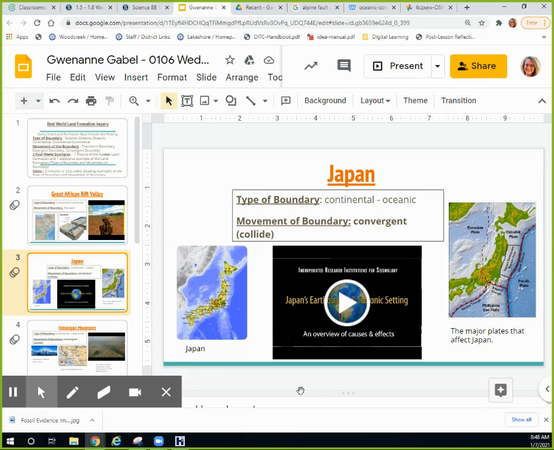So through the research that I've done, Japan is a very interesting land formation, and we don't usually think of Japan as a land formation. We think of it as just a place, but it sits on 1, 2, 3, 4 different plates. So this island arc sits on 4 different plates, and they're all converging. So it sits on a land plate, a continental plate, and an oceanic plate.